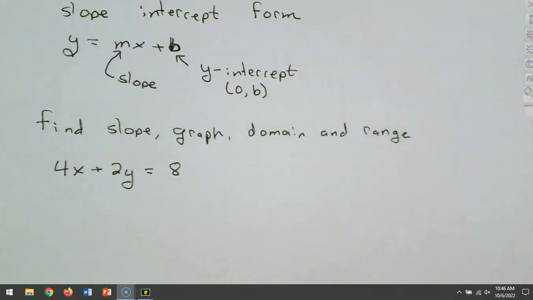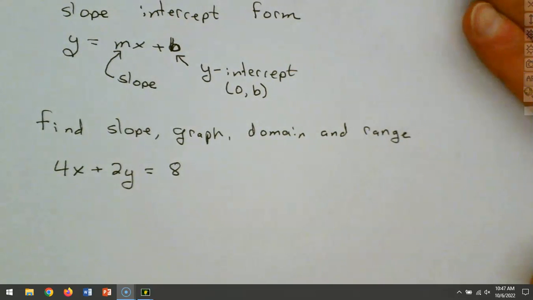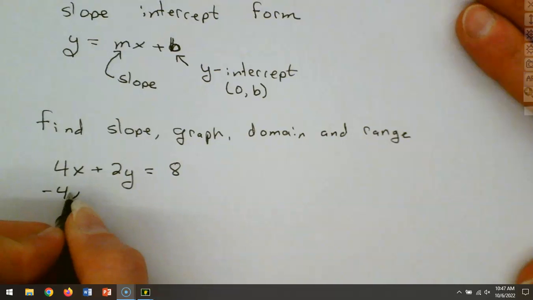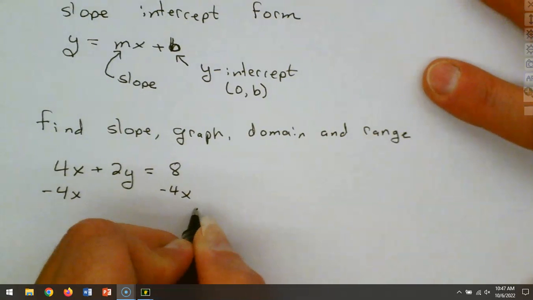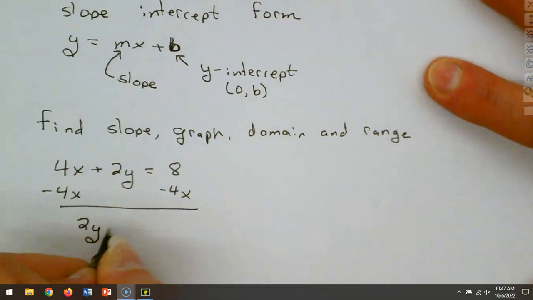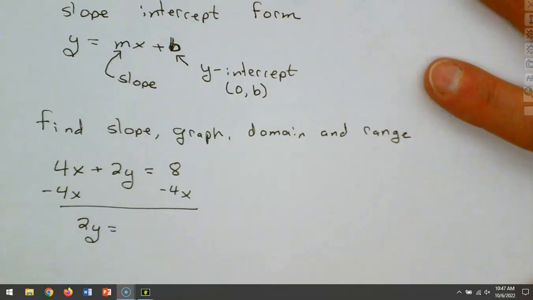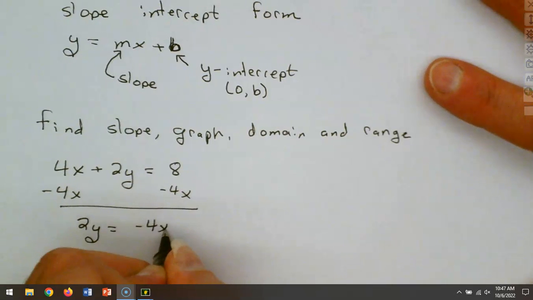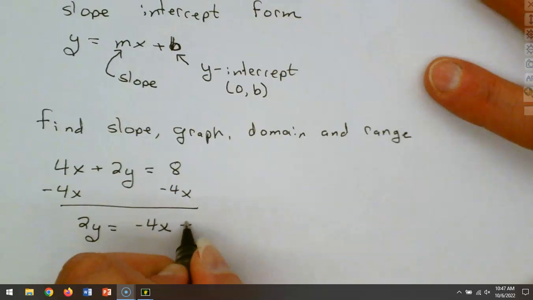So I want you to find the slope, I want you to graph it, and also give me the domain and range. Now, not very difficult. We want to solve it for y, right? Because that's going to get me my slope, and that's also going to get me my y-intercept. So we need to solve this for y, so we're going to move that 4x over. And now we've got 2y equals negative 4x plus 8.